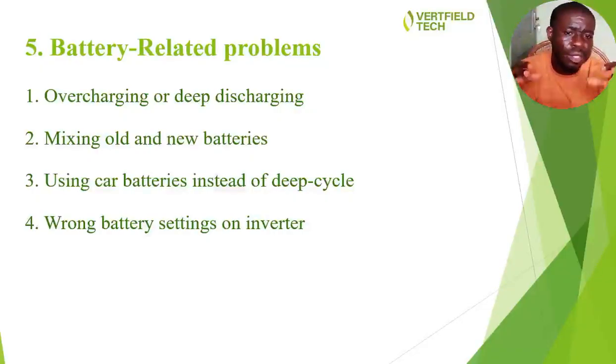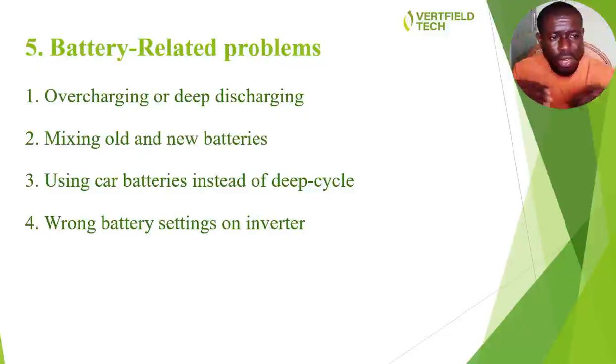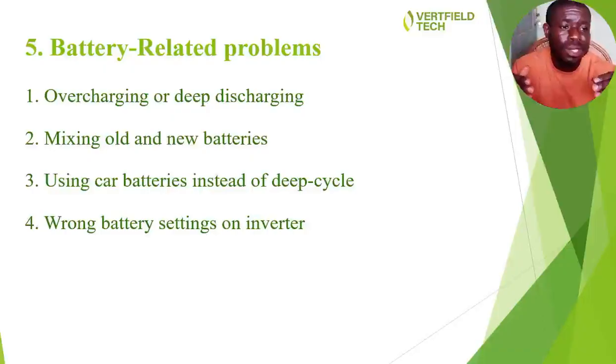Now, deep discharging simply means that you have discharged your battery system below the stipulated level. For every battery type, there is a limit to which you can discharge it. For your lead acid batteries, you are to discharge it only to 50%. For your lithium batteries, you are to discharge up to 80%, which means for lead acid you have 50% energy to yourself when it is fully charged, and for the lithium, you get 80%.